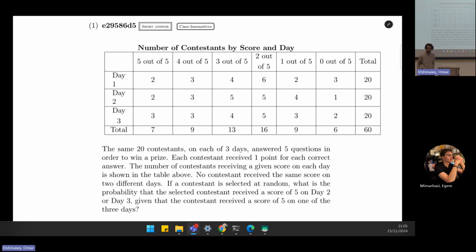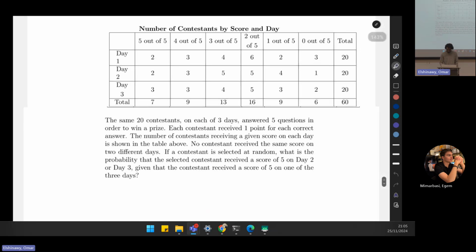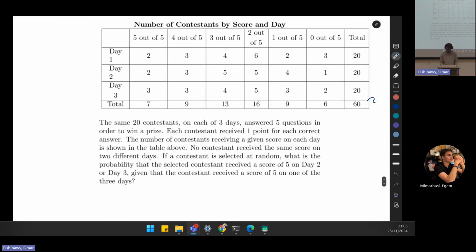So this is a nice problem if you'd like to get confused. But in order not to confuse ourselves, we'll try to focus on what we need to find. So what does the problem need us to find? If a contestant is selected at random, what's the probability that the selected contestant received a score of 5 on day 2 or day 3, given that the contestant received a score of 5 on one of the 3 days.